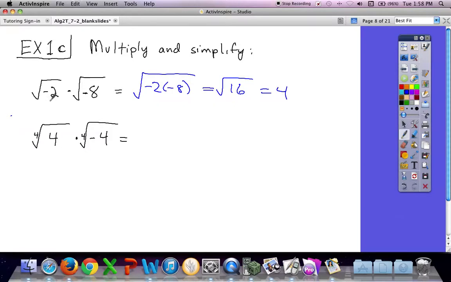If I deal with these as the imaginary numbers that they are, the square root of negative 2 is i times the square root of 2.